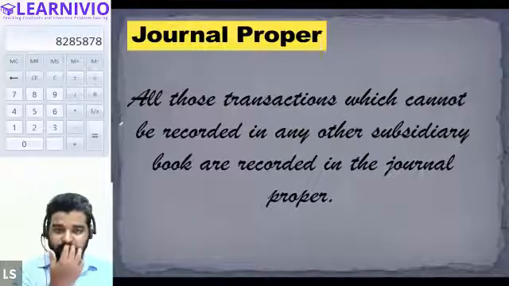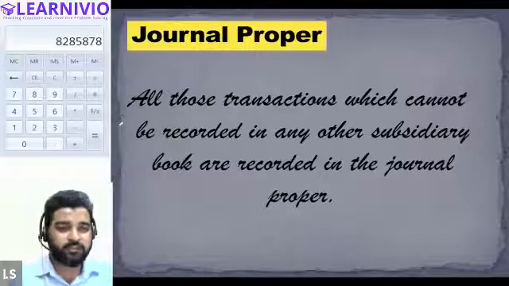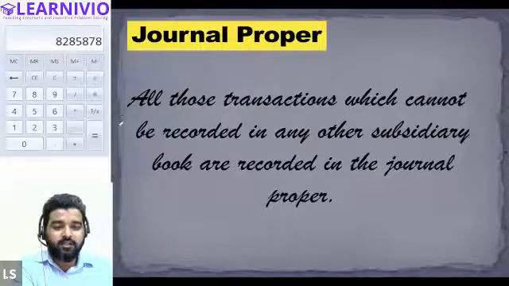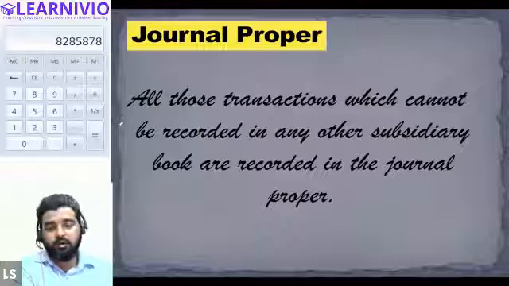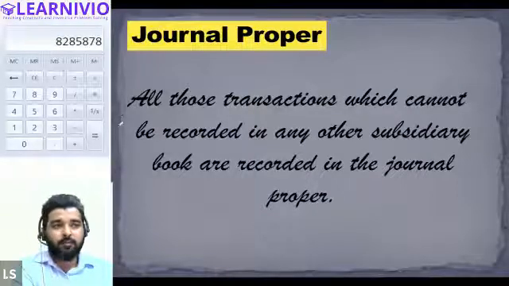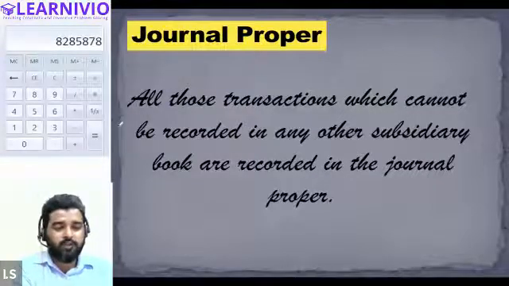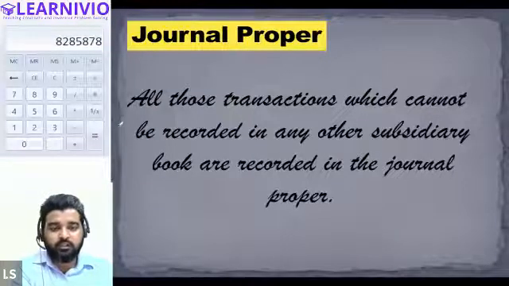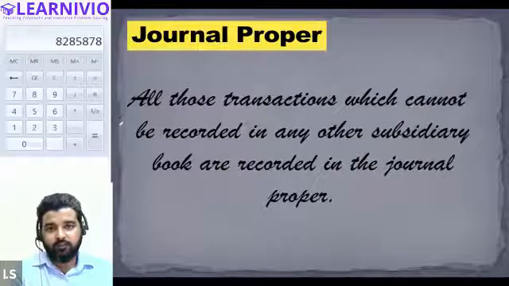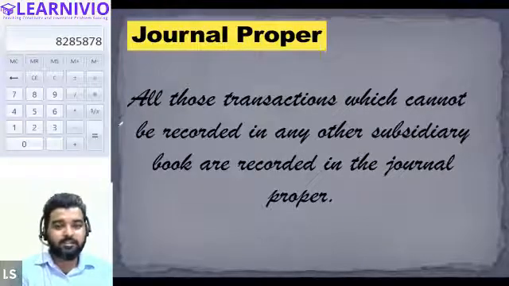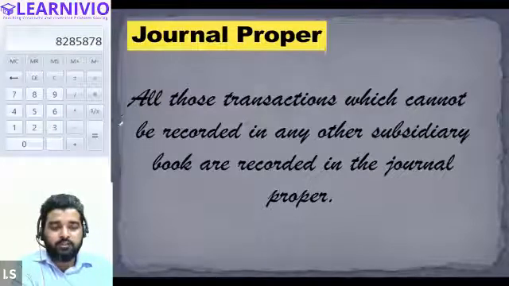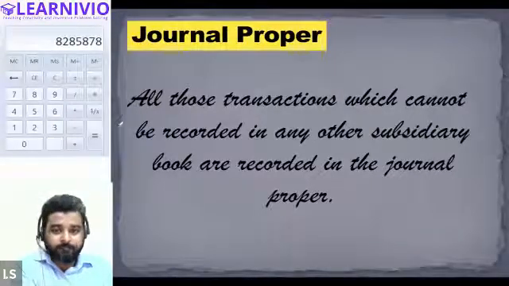So for every kind of transaction we have a separate book, but there are still certain transactions which cannot be recorded in all those books. For example, we are selling machinery that we were using in the business, to some person, some business or some entity. Because selling machinery is not our main activity, and machinery is not something that we deal in, the sale of machinery cannot be recorded in the sales book.